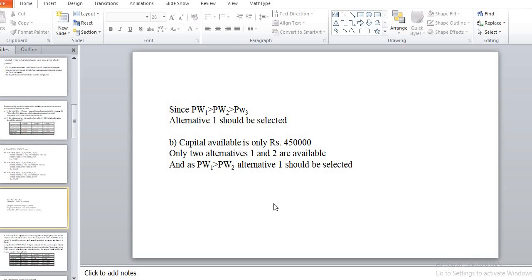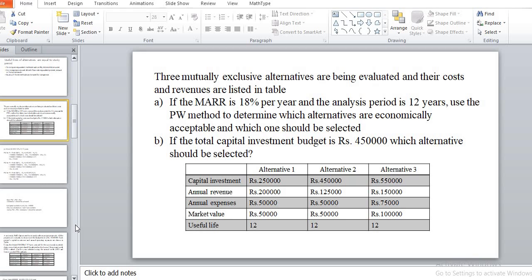So this is the first numerical. Now we will shift toward the further topic.